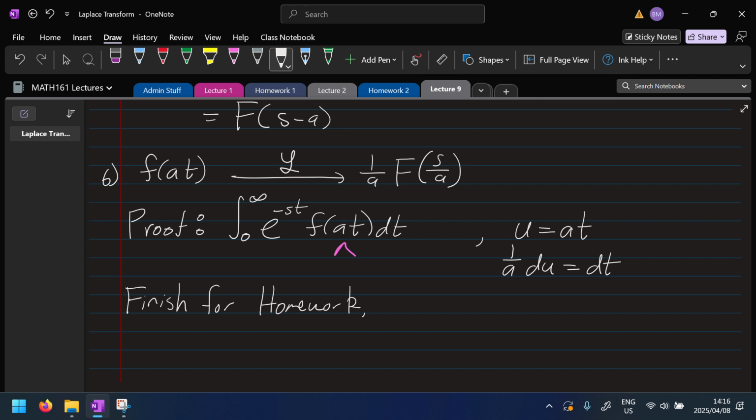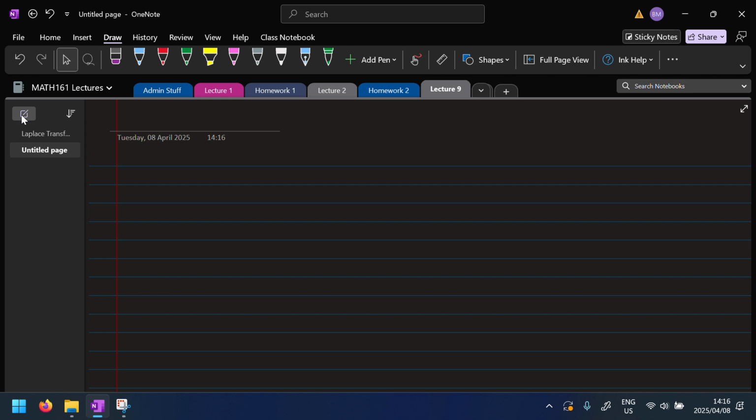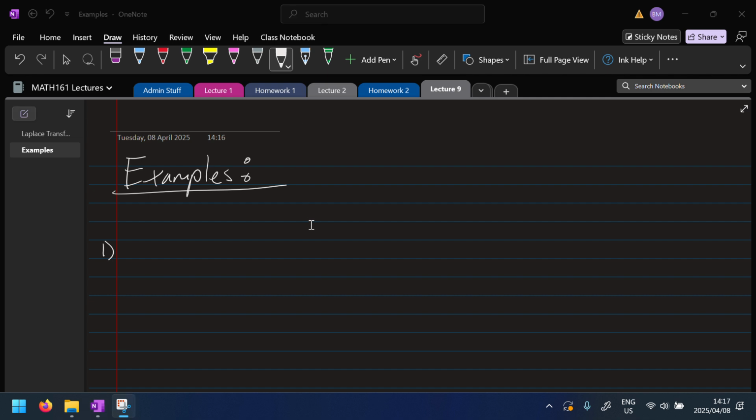Okay, so those are just some properties that we get from the definition using the integral. Let's have a look at some examples now. Okay, so some examples. For this first example here, we're going to have f of t equal to 1.